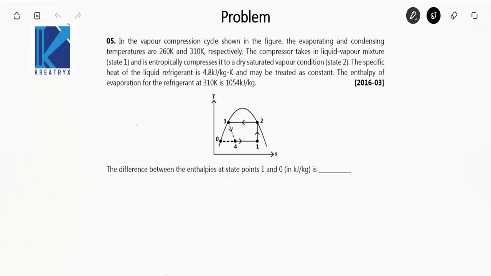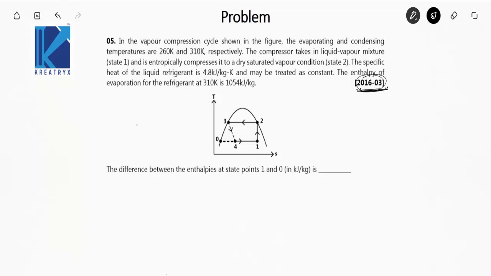Oh, this was a very nice question asked in GATE 2016 set 3. A very beautiful question. Do try to solve this question before seeing the solution. Stop this video, solve this question, try this question first. Okay, so if you have tried this question, let's see what this question says.